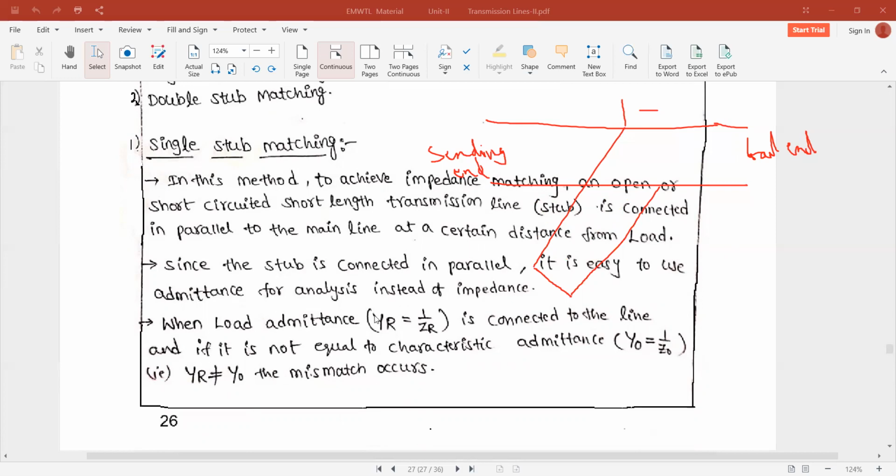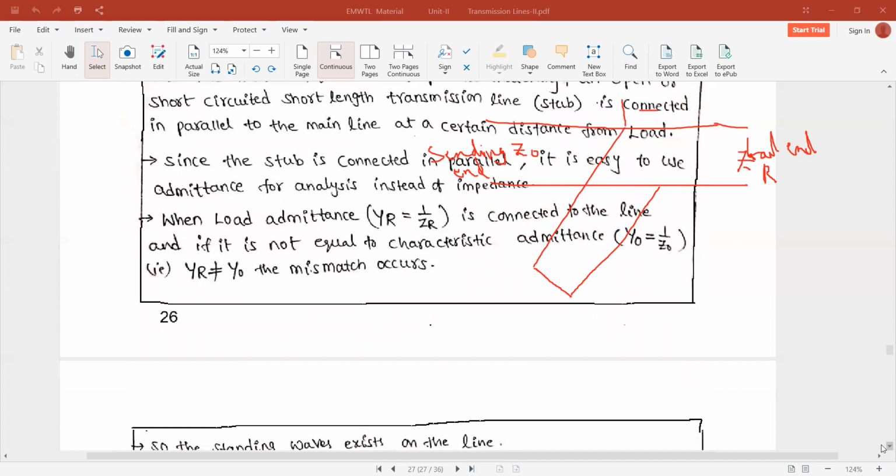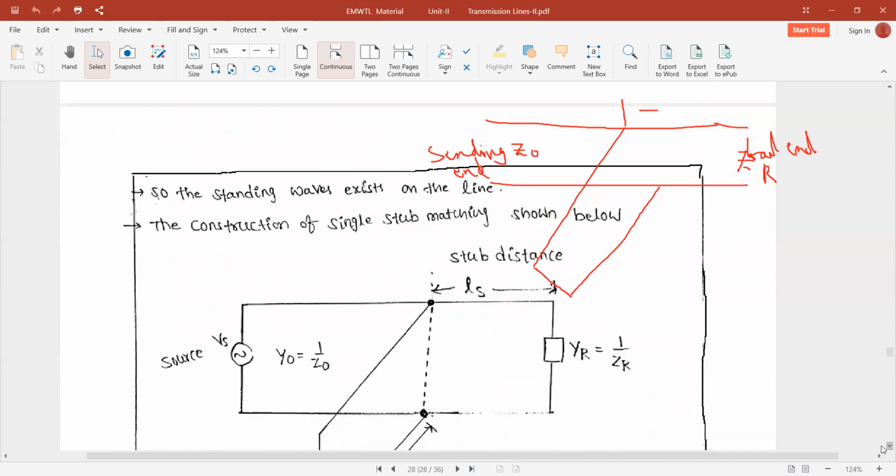This is the input end and this one is the output end, the load end. Z naught is the sending end and ZR is the load end, and these two are not equal. When the load impedance is connected to the line, if it is not equal to the characteristic impedance Z naught, YR is not equal to Y naught, there is a mismatch. So the standing waves exist on the line.